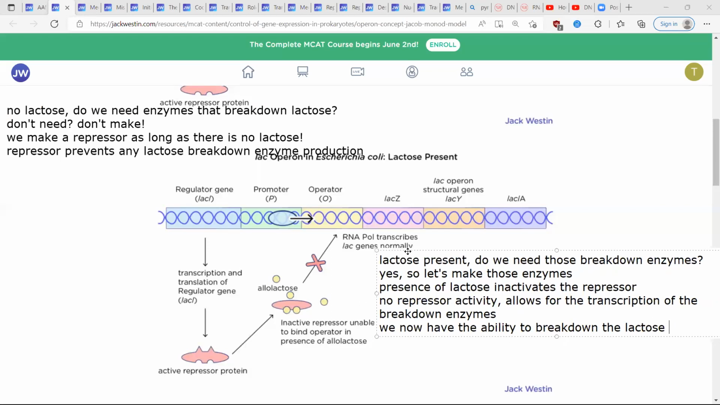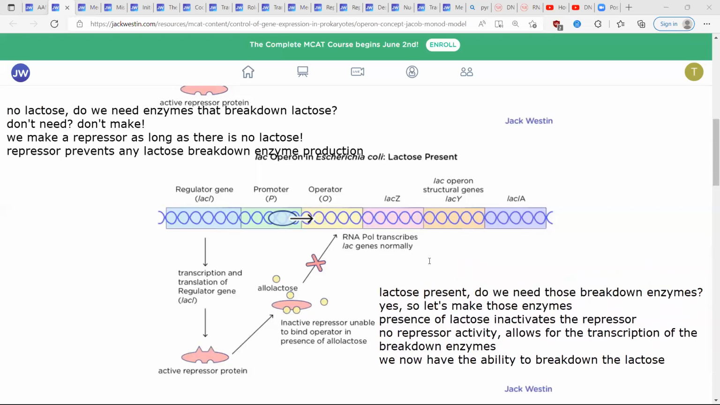So this is a very elegant way to only produce what we need to produce based on the environment, right? Instead of wasting energy making all these enzymes all the time, and if there's no lactose, then we don't use them. That's a waste. Instead, we have this repressor that's very clever. If there's no lactose, it shuts it off. If there is lactose, then it allows it to run. This is an example of gene regulation in prokaryotes through operons. So even prokaryotes are very efficient and good at regulating their genes.